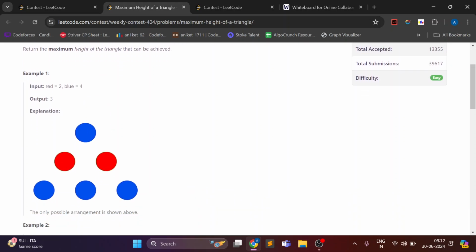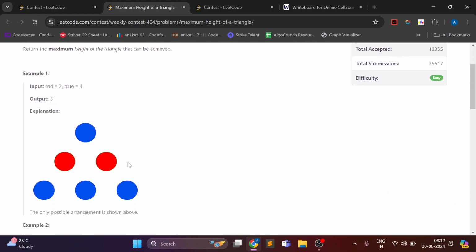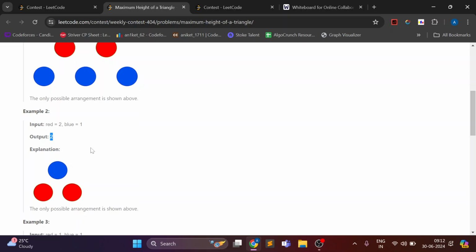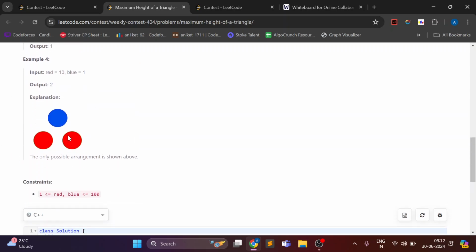For example, in this case, let's say red is 2, blue is 4. A representation of a triangle with height 3 would be like this, and we cannot create a triangle with height 4 because the balls required are not enough. Similarly, in the second case we can make a triangle of height 2, in the third case 1, and in the fourth case again 2. You can see these diagrams and try to understand.